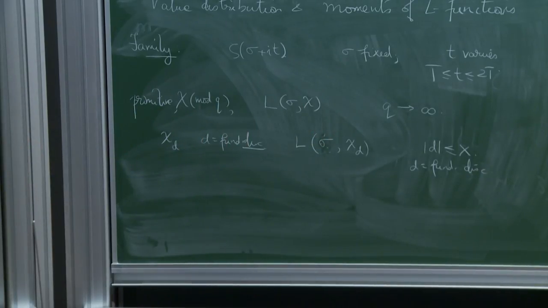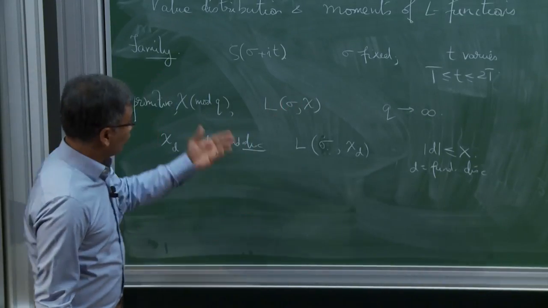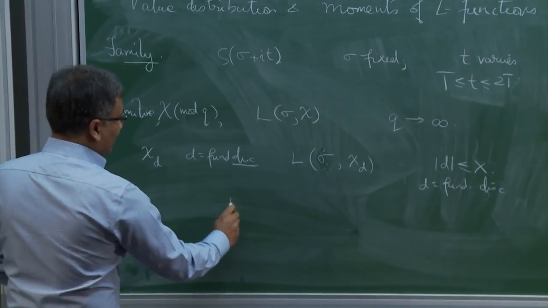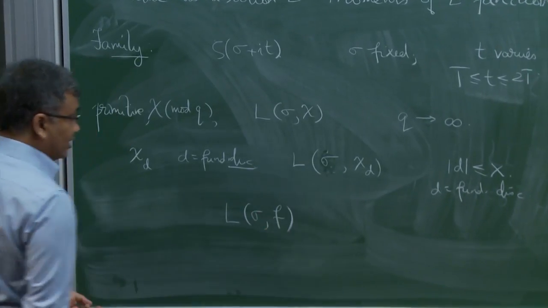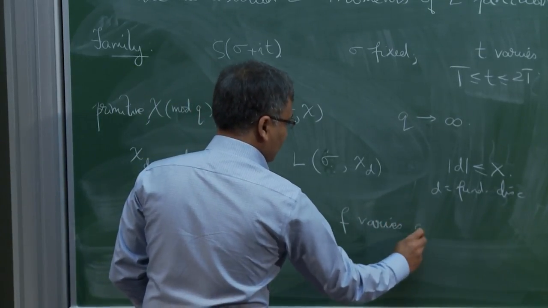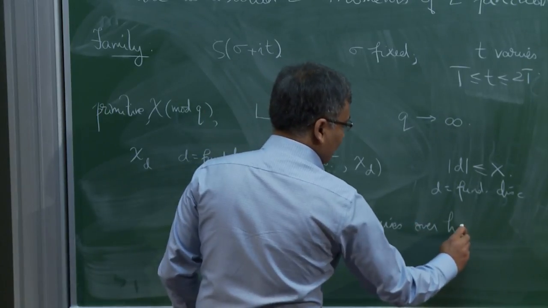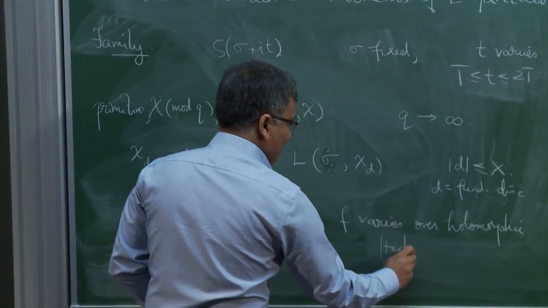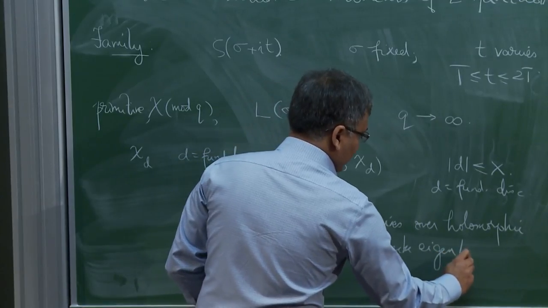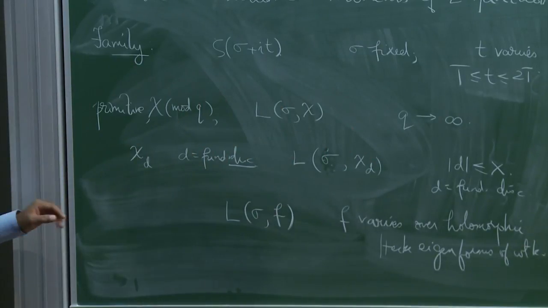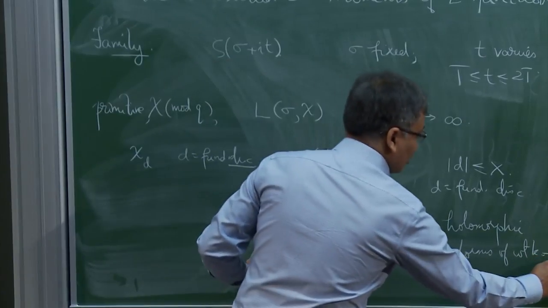So these are some sample problems that you could consider, and you could look at other variations of this. You could take some automorphic form and twist that by characters. So let me give a few more examples. You could look at L of sigma F, where F varies, let's say, over all holomorphic Hecke eigenforms of weight k. Well, you could vary the level if you like, but let's say we vary the weight, and the weight k is supposed to get large.